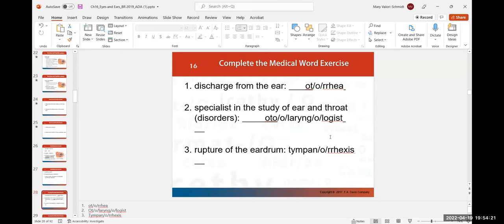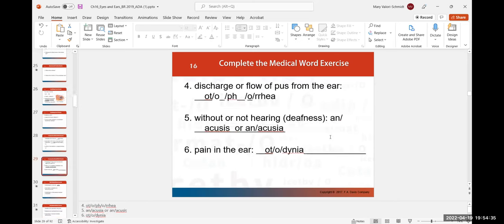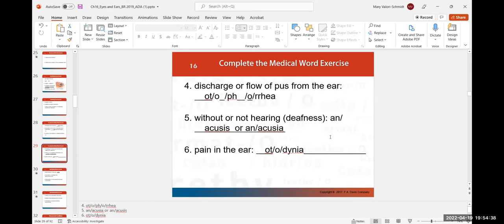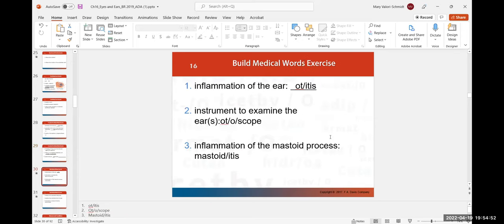If you have discharge from your ear, that's otorrhea, which is better than diarrhea. If you are going to see somebody who's a specialist in eye, ear, nose, and throat, an otolaryngologist. And then if you have a rupture of the eardrum, which is painful, by the way, tympanorrhexis. Pus flowing from your ear is otopyorrhea. Not being able to hear, in other words, being deaf, can be acousis or anacousia. And if you have pain in your ear, because pain is dynia, it would be otodynia. If your ear's inflamed or infected, you have otitis.